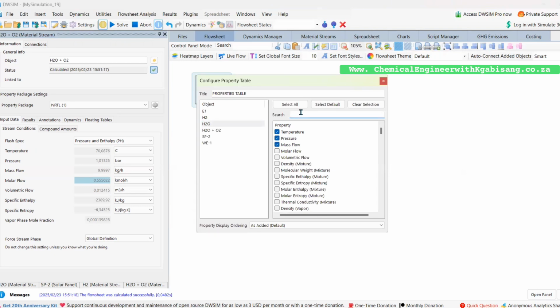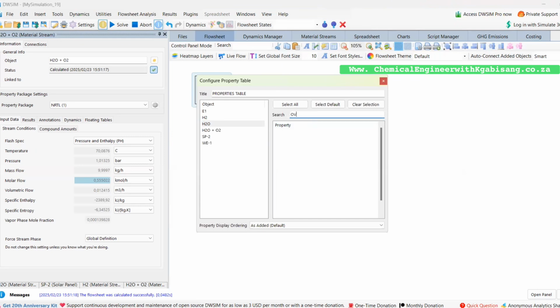Yep, and that's typically it. That's how you can use DWSIM for your water electrolysis reaction process. I really hope this makes sense.